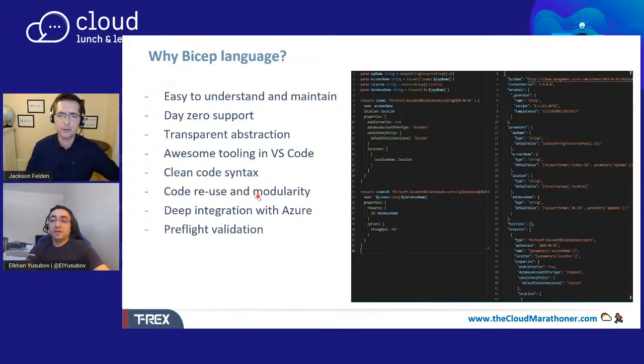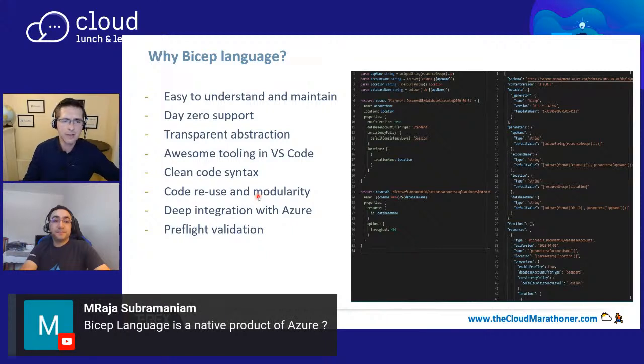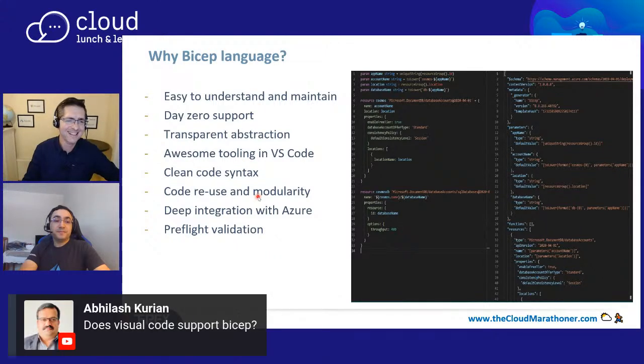I think it's a good time for me to, let's go ahead. Just to let you know, the first one is whether Bicep language is a native product of Azure. Yes, Bicep language is developed by the Azure Bicep team, which is native to Azure, correct? Okay, that's sorted. The next one is, does Visual Studio Code support Bicep?